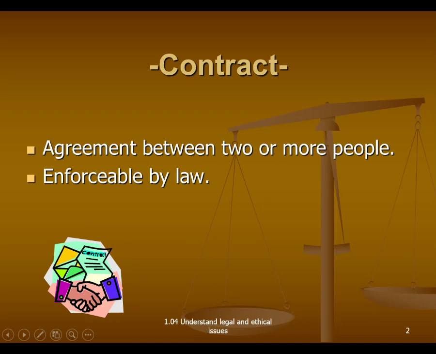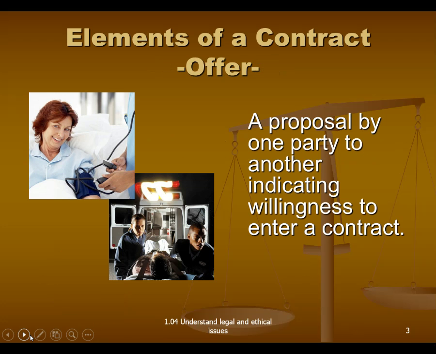A contract is an agreement between two or more people, and it is enforced by law. That can be a civil suit if you don't meet your end of an agreement. It could be a legal or a civil suit depending on how the contract is written.